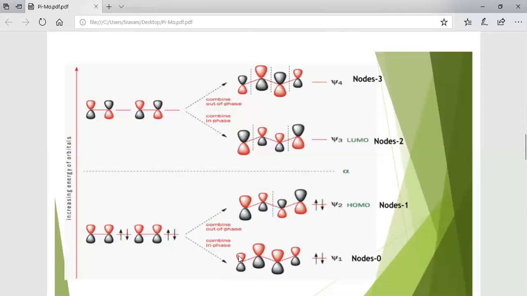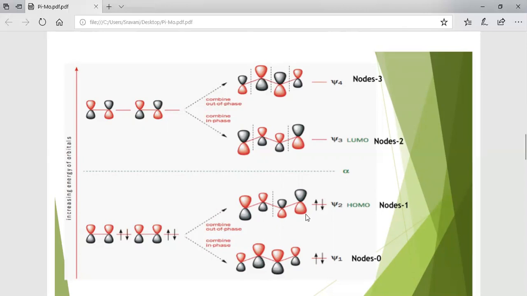C1 is showing bonding interactions with C2. Again, C2 is showing bonding interactions with C3. And again, C3 is showing bonding interactions with C4. So here, in total, we observe 3 bonding interactions. As I mentioned before, only where there is a node do we observe anti-bonding interactions. But in the case of the Xi1 energy level, there is no node, hence we do not observe any anti-bonding interactions.